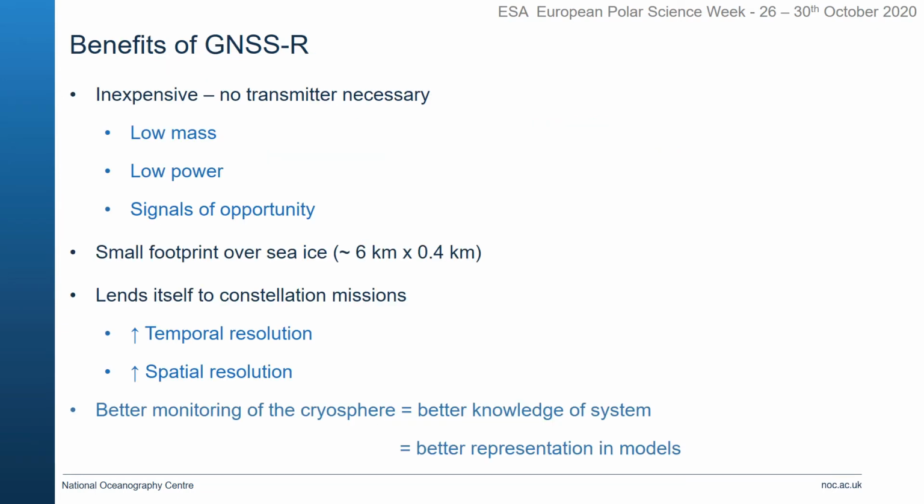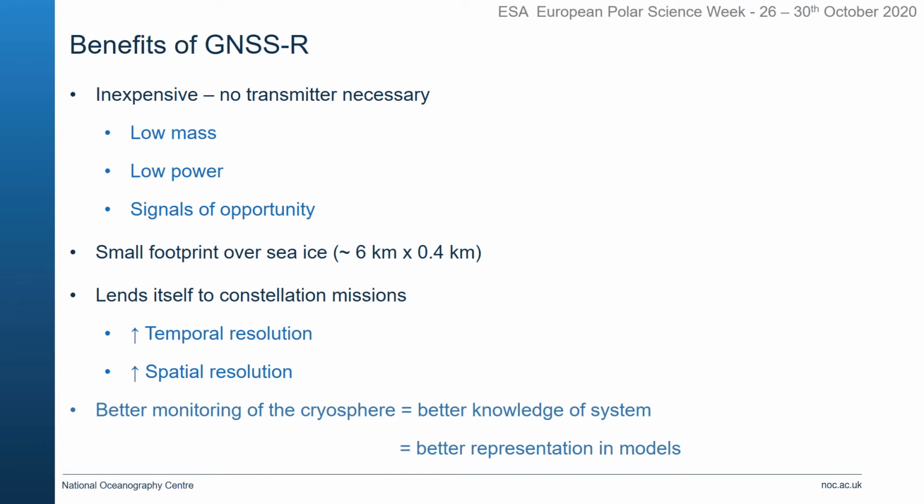So why do we love GNSSR? It has much of the higher resolution and spatial resolution expected of active techniques, but as it only requires a receiver in space, it is much lower power, cheaper, and because of this lends itself to constellation missions. This in turn allows the spatial and temporal resolutions of the product to be increased due to the sheer number of measurements. It also has a very small footprint over ice, which is great for increasing the knowledge of these dynamic areas.